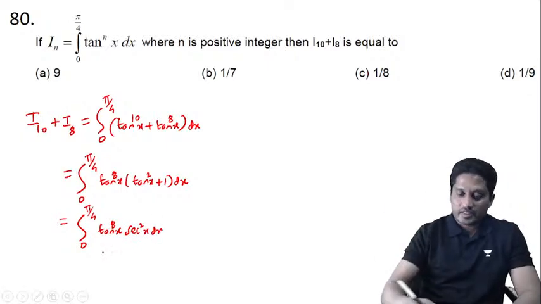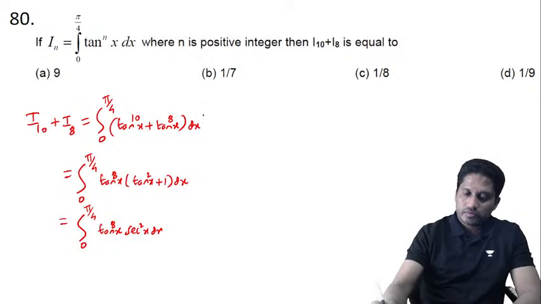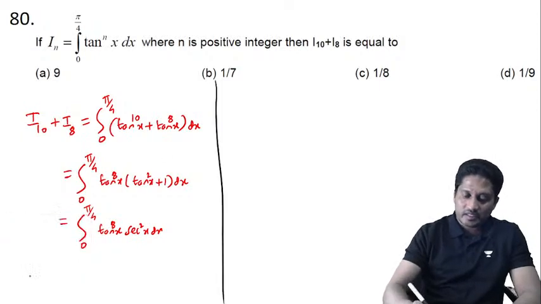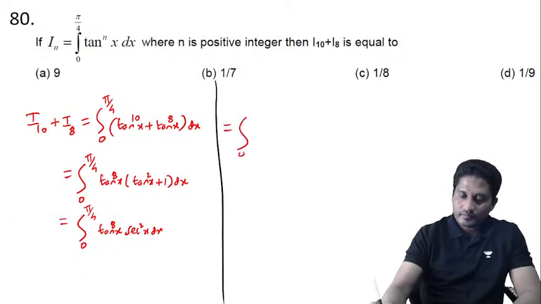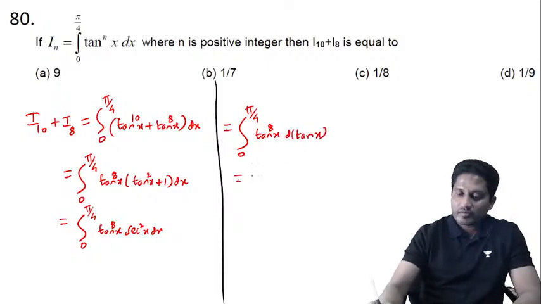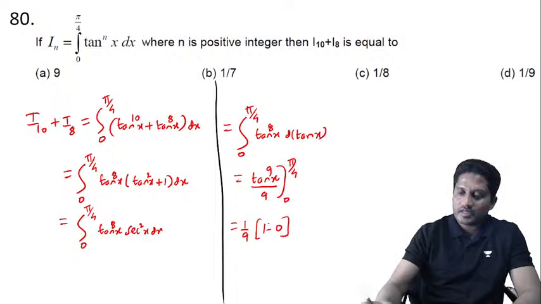Either you put tan x is equal to t, or directly I can write this as integration of 0 to pi by 4, tan power 8x, and then this is d of tan x. Integrating tan with respect to tan is tan x to the power of 9 by 9, 0 to pi by 4. So 1 upon 9, tan 45 is 1, tan 0 is 0, answer is 1 by 9.